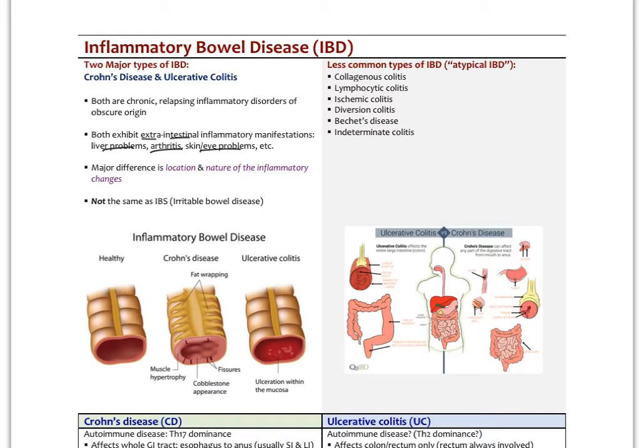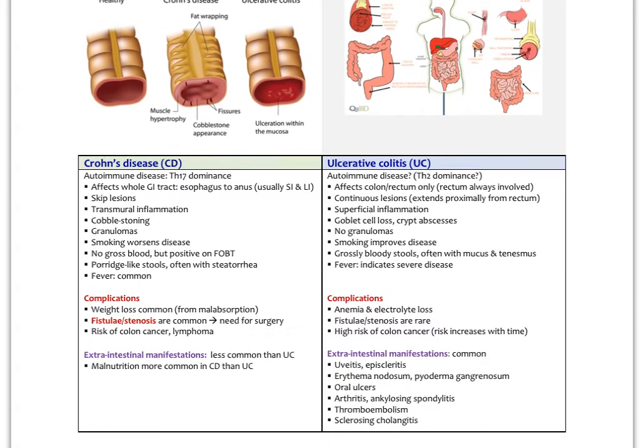And the major difference between these two is in the location of where it occurs, but also the nature of the inflammatory changes. Again, don't confuse this with IBS. Now, there's a lot of less common types of IBD. We call this atypical IBD. And that would be things like collagenous colitis, lymphocytic colitis, etc. These really can only be determined by biopsy and further investigation when colonoscopies and whatnot are done. We usually clinically don't talk about those as much, but with these first two, this is the major category here. So let's look at some of the differences between the two.